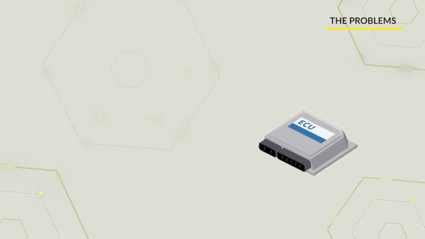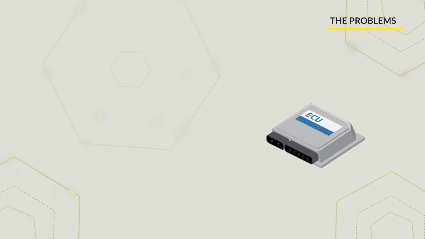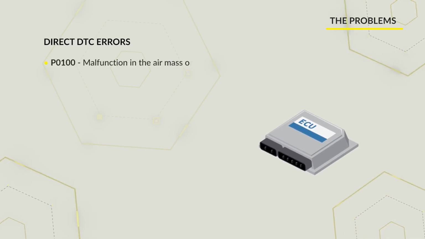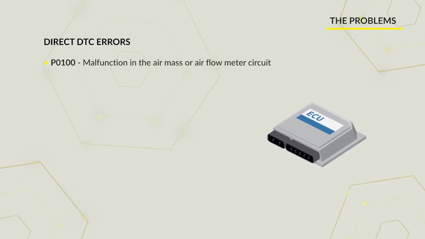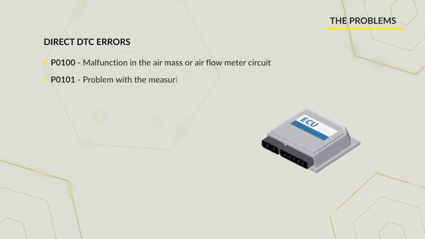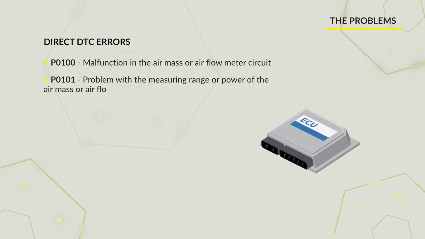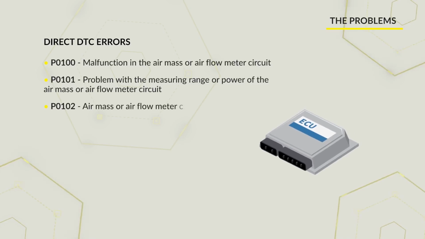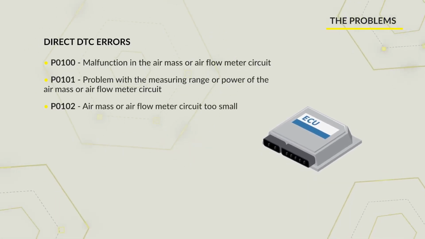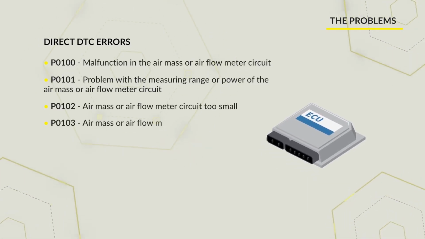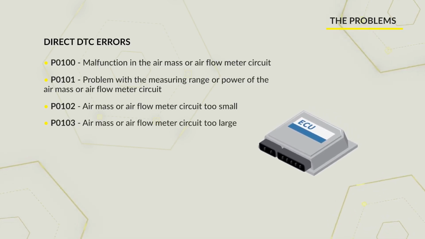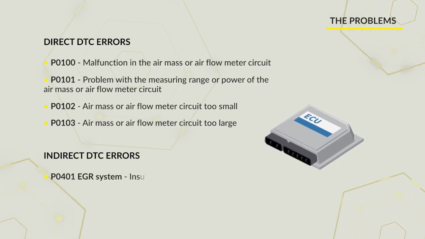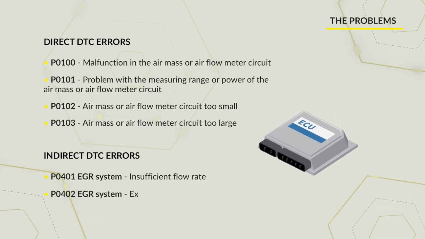Problems like the one just seen could lead to specific direct DTC errors, such as malfunction in the air mass or airflow meter circuit, problem with measuring range or power of the air mass or airflow meter circuit, air mass or airflow meter circuit too small, air mass or airflow meter circuit too large, or indirect errors, such as insufficient flow rate, excessive flow rate.